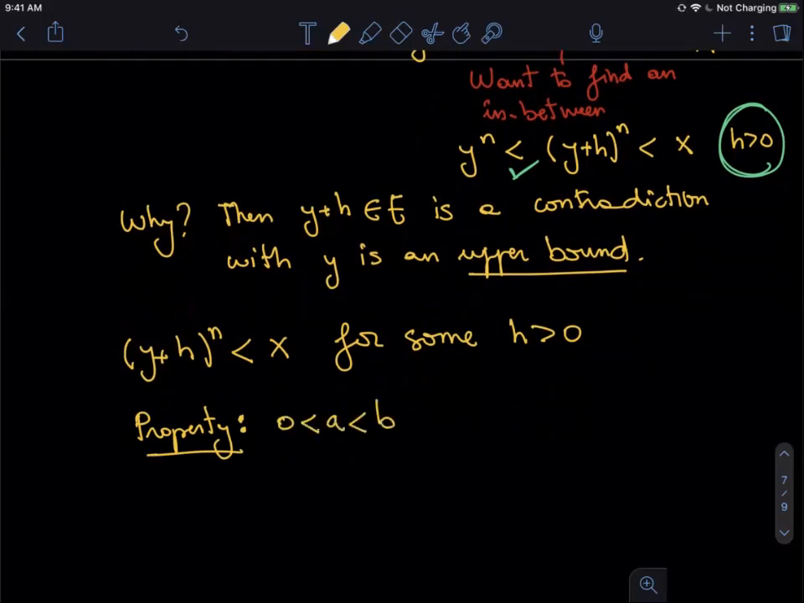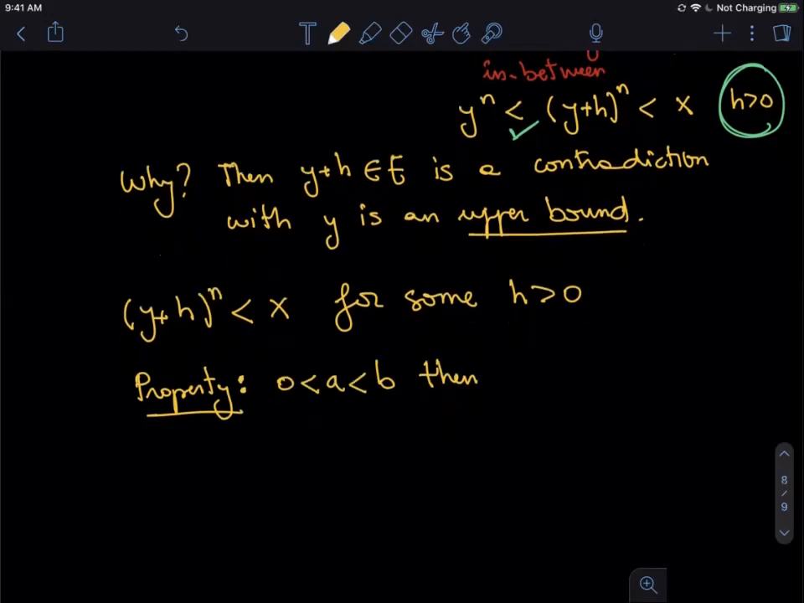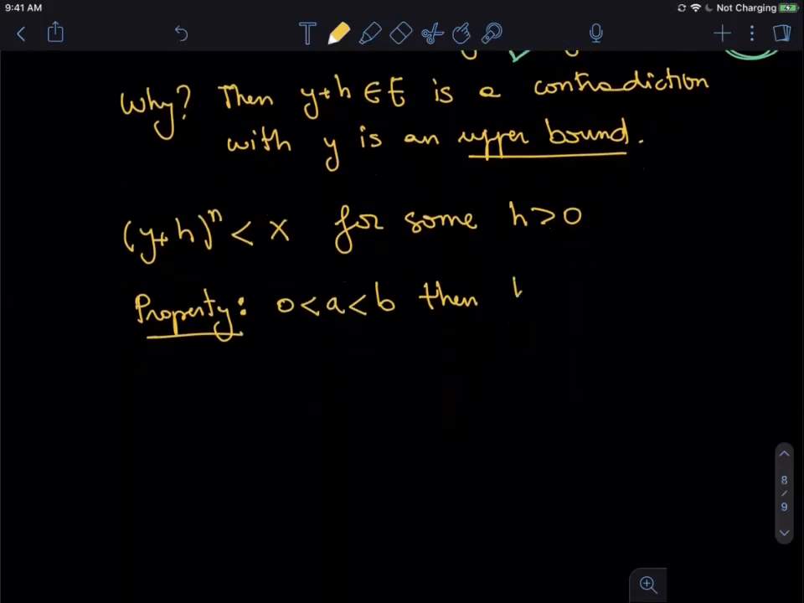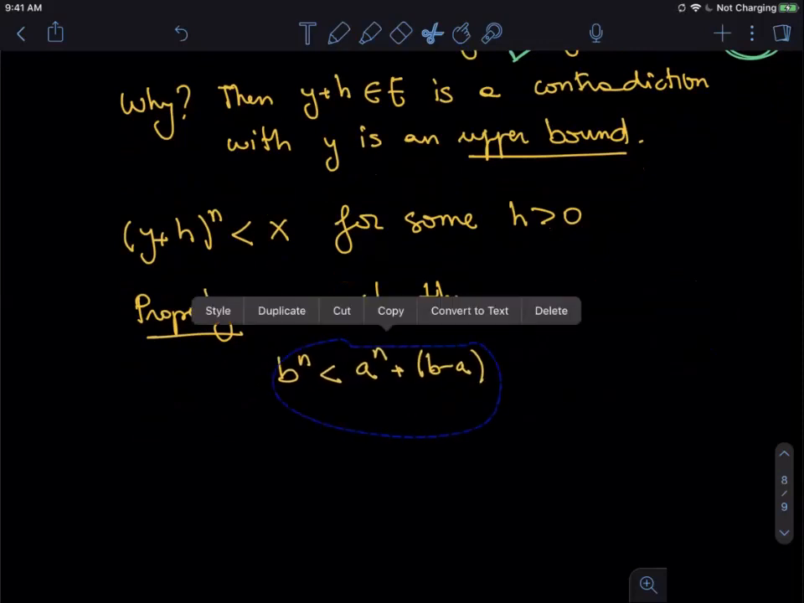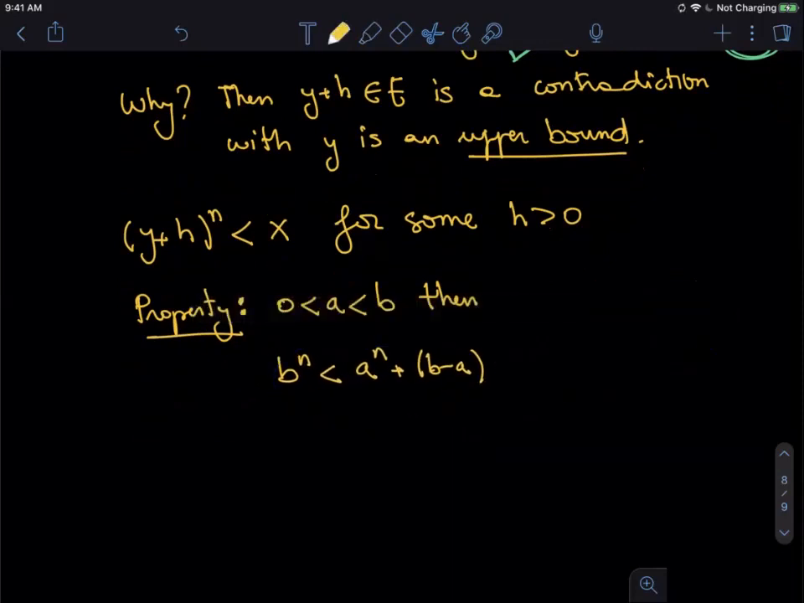If you think about it or look in different books, you will find this property that says that if you have two positive numbers, let's say a is smaller than b, then b to the power n is less than a to the power n plus (b minus a) times n times b to the power n minus 1. It's not going to fit here, so let me move things around. And there are different ways to prove this.